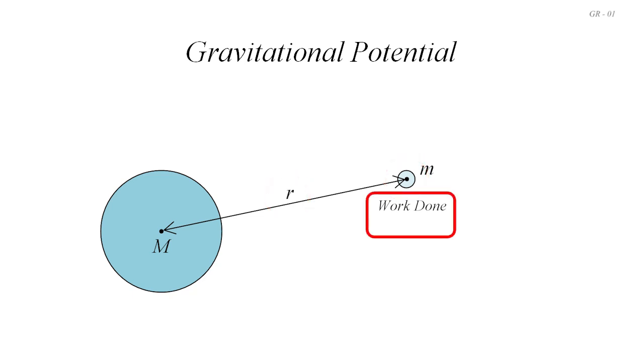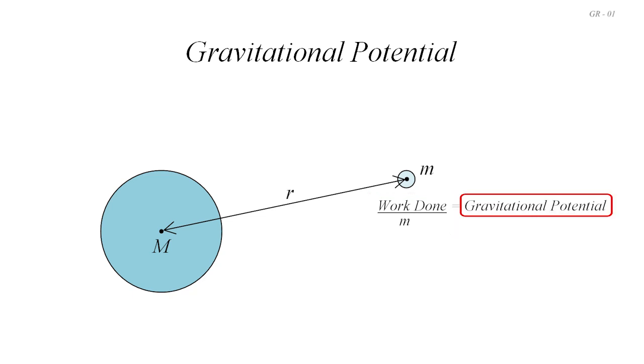If we then divide this answer by little m, we would then have the gravitational potential at the point r. In other words, the energy required to bring a unit mass from infinity to that point. We would need to integrate, of course, to get the work done, because the force of attraction is changing as the mass moves from infinity to r.